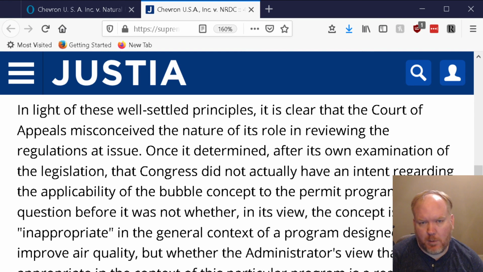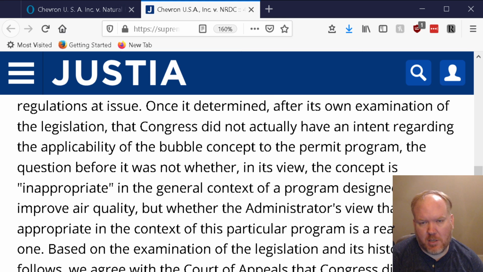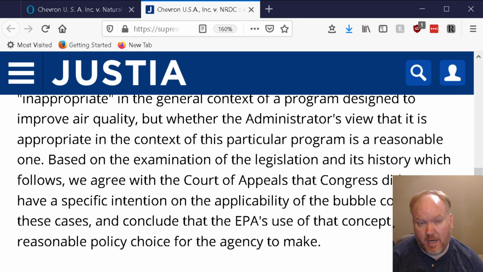In light of these well-settled principles, it's clear the Court of Appeals misconceived the nature of its role in reviewing the regulations at issue. Once it determined after its own examination of the legislation that Congress did not actually have an intent regarding the applicability of the bubble concept to the permit program, the question before it was not whether, in its view, the concept is inappropriate in the general context of the program designed to improve air quality, but whether the administrative view is appropriate in the context of a particular program is a reasonable one.